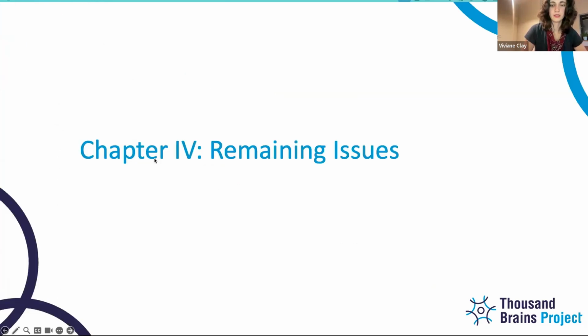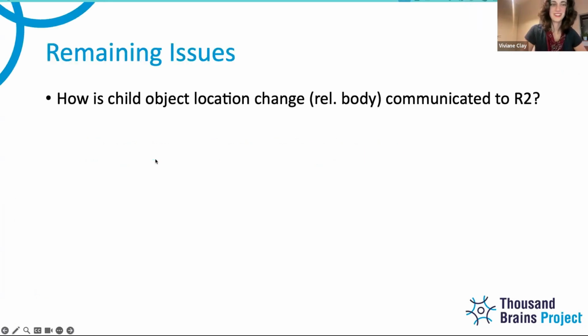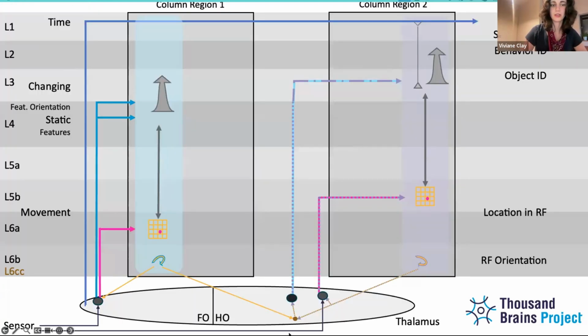So that's that. Chapter 4, remaining issues. You all still have a few minutes to go through them? Okay. This is the main one that I see, or it's two sub-bullets. How is the child object location change communicated to region 2? We have a way of communicating that the relative orientation of the child to the parent is changing. We use this relative orientation calculation and communicate that change up here. But what if the relative location of the child to the parent object is changing? I don't have a good answer for this right now.